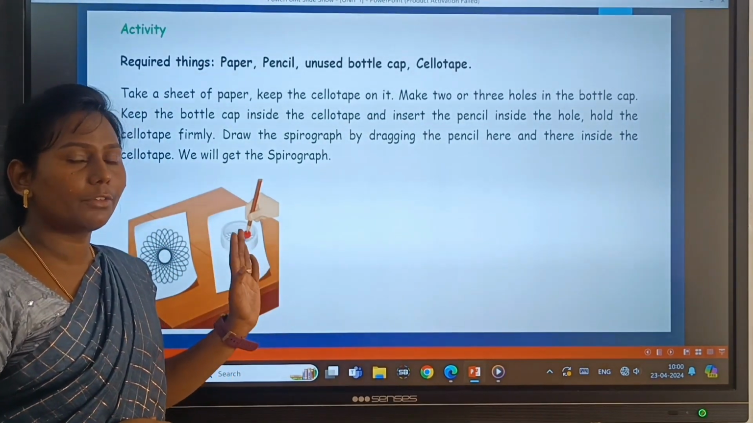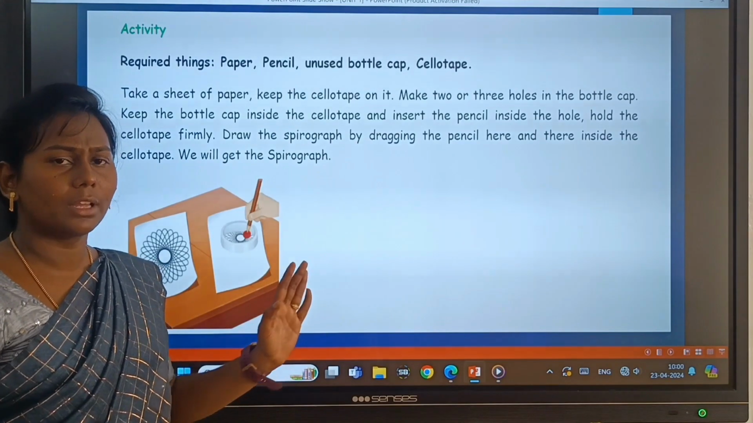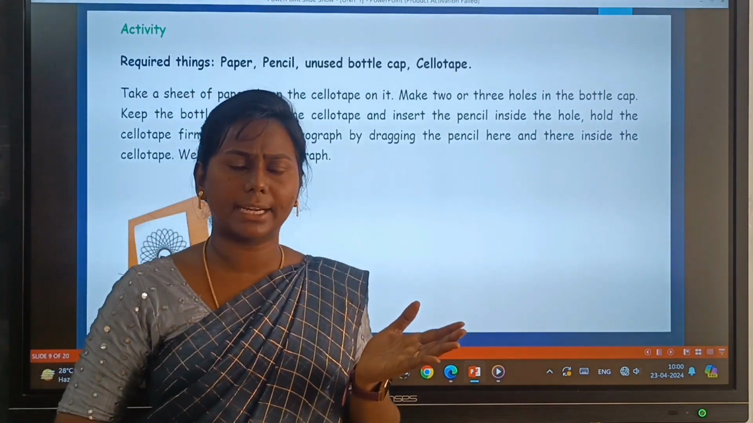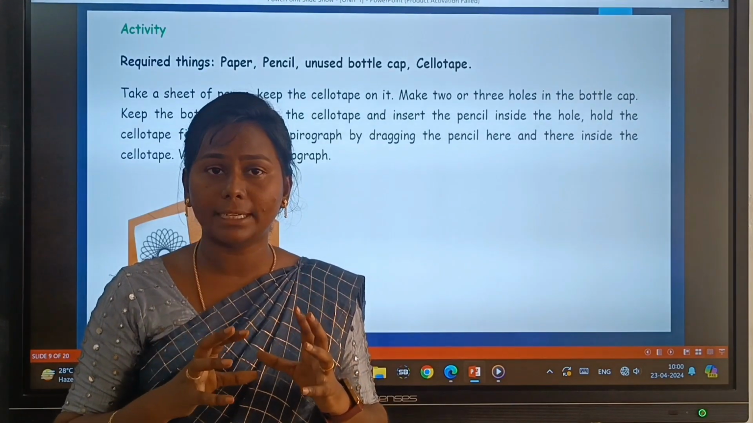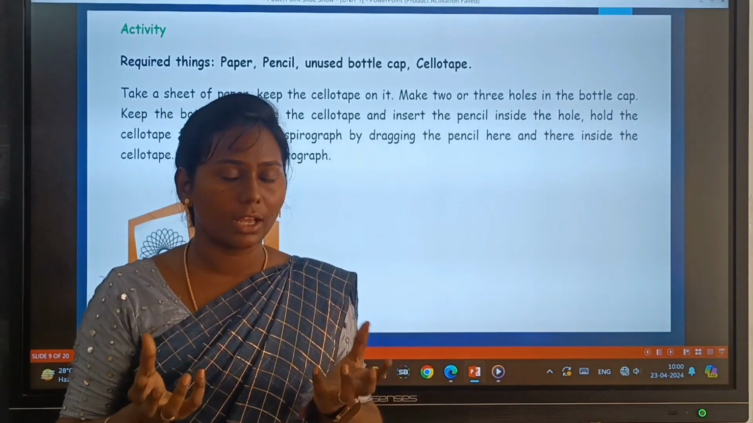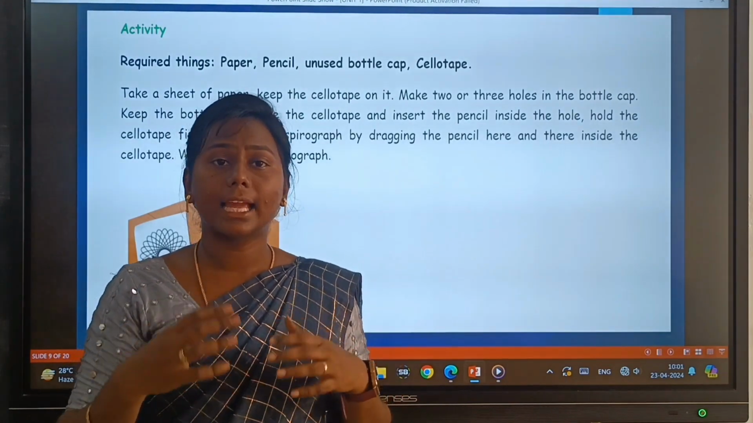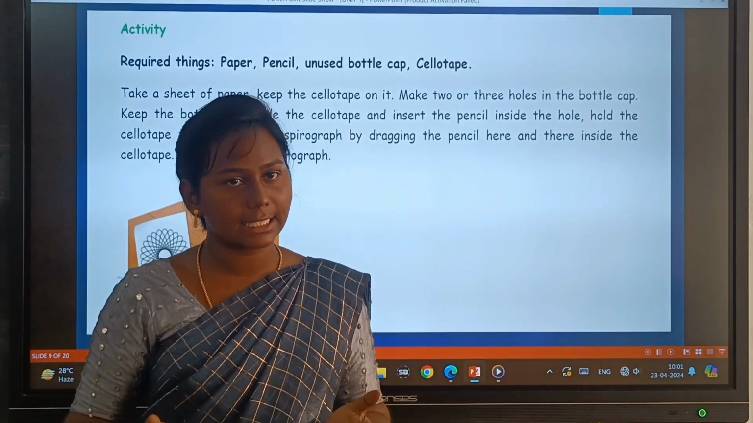Spirograph. Now we will move on to spirograph. Miss, what is spirograph? It's nothing but a geometrical drawing that produces mathematical curves.